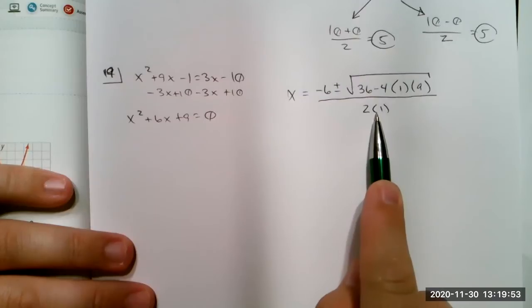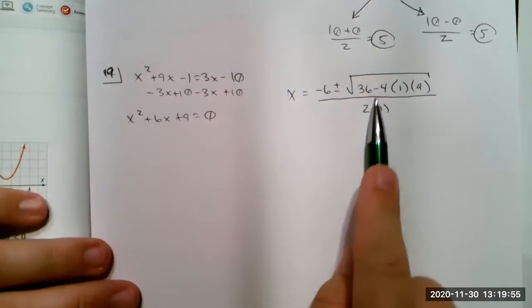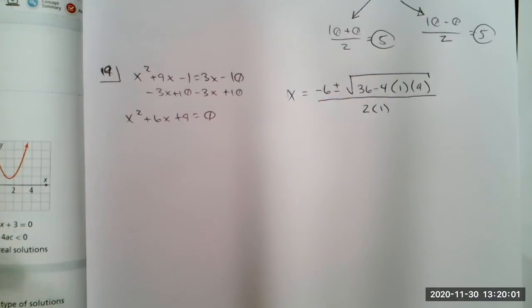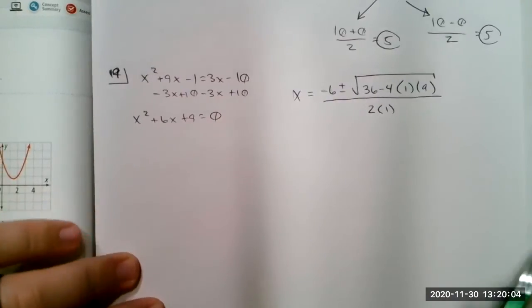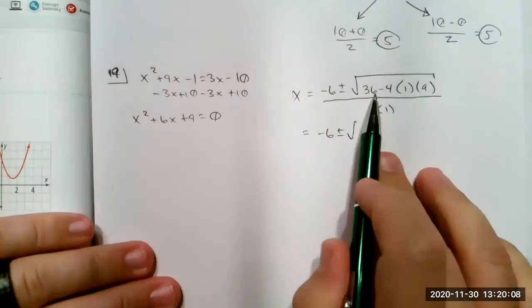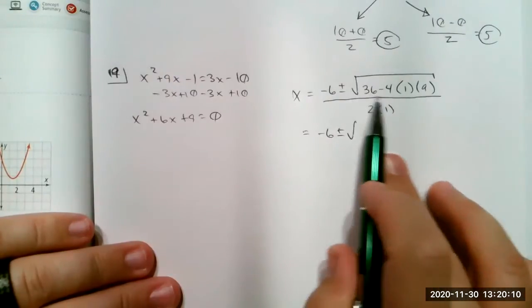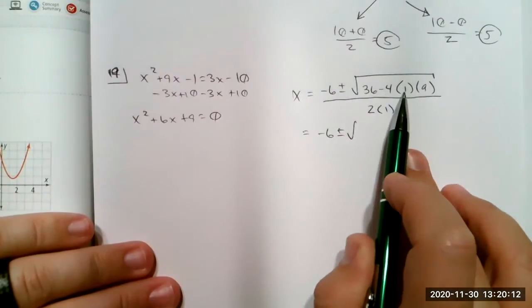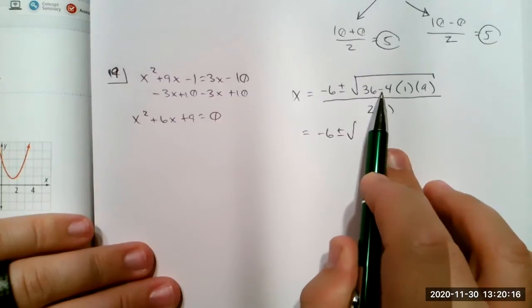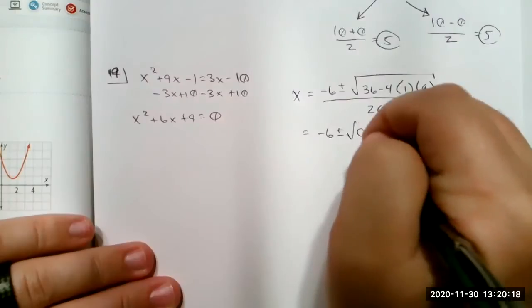There's a couple little tiny baby steps you can do as you're filling this out, but don't try to do too much work into one step, right? Don't try to do too much stuff in your head. I think that's pretty straightforward. That radicand, right? What's underneath the radical sign? The discriminant. Negative 4 times 1 times 9, that's negative 36. 36 minus 36 is 0.